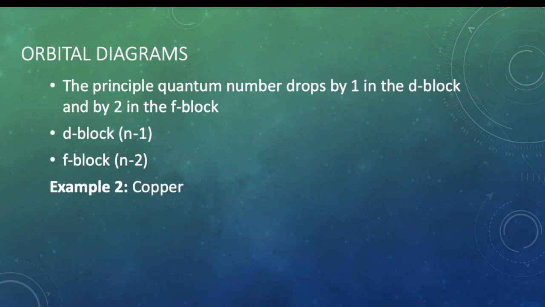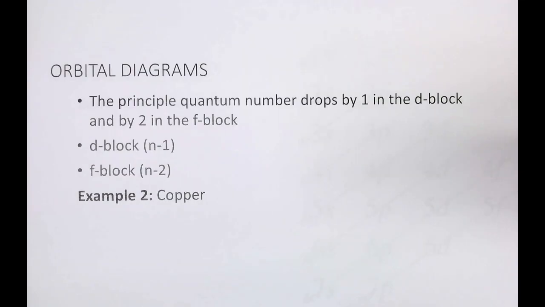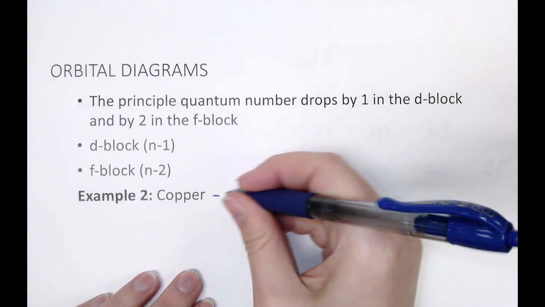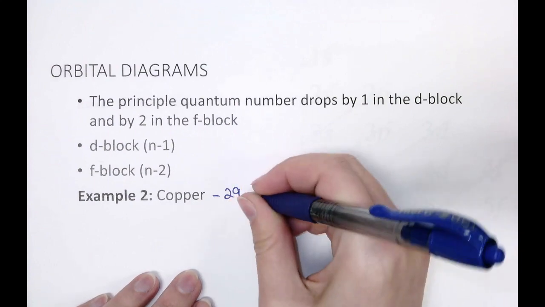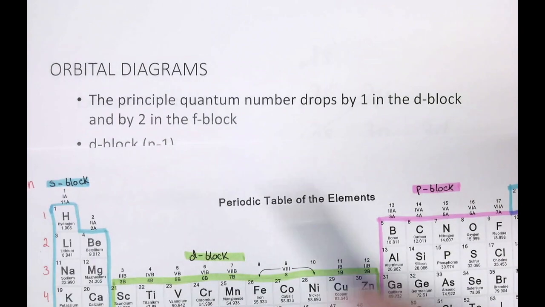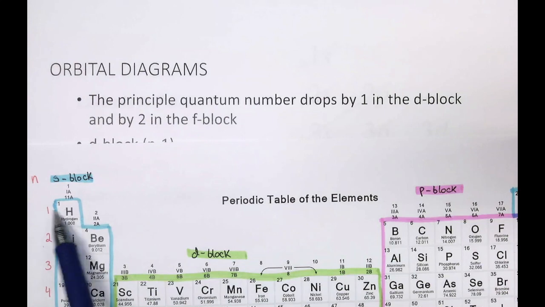Now we're going to take a minute to make an orbital diagram for copper. Let's look at how D block elements change things. If we look at our periodic table, copper is atomic number 29, so that means it's going to have a total of 29 electrons. Well, if you look at your periodic table, the first orbital you run across is the 1s.